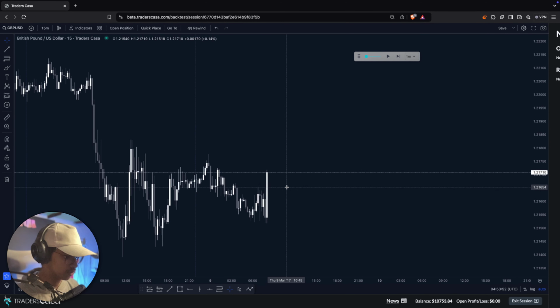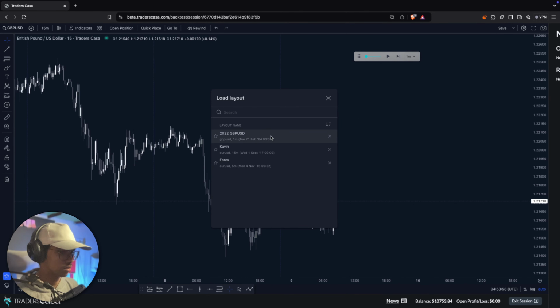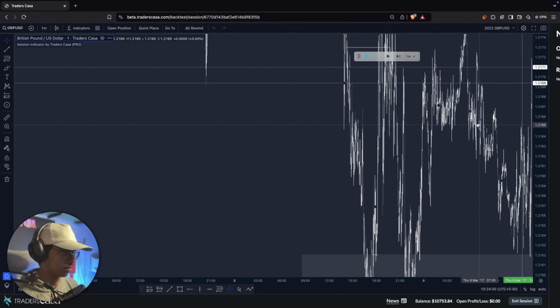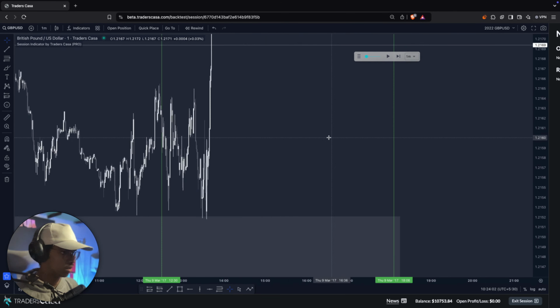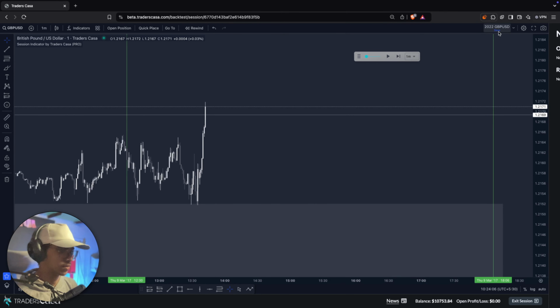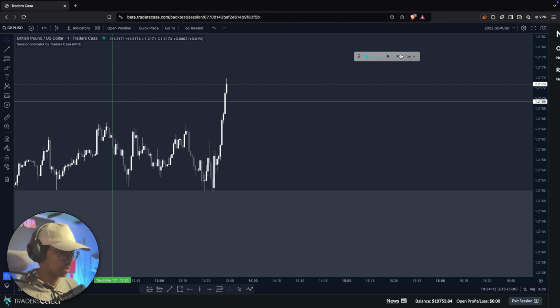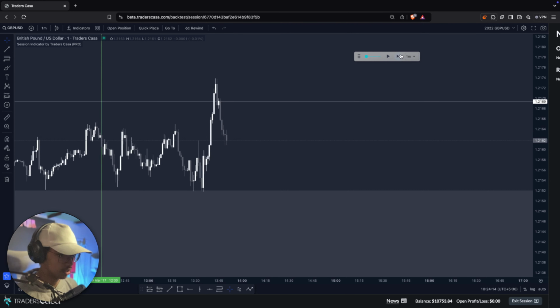I was waiting for what? I was waiting for 2 p.m., right? Let's load the layout. Okay, fine. Here we are. Oh, at least it didn't... Let me just save it, and I'll wait for the market, just to give me some confirmation.